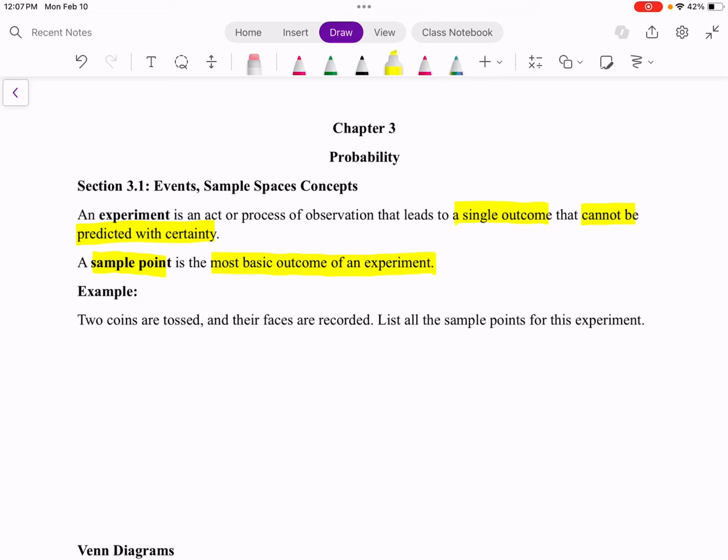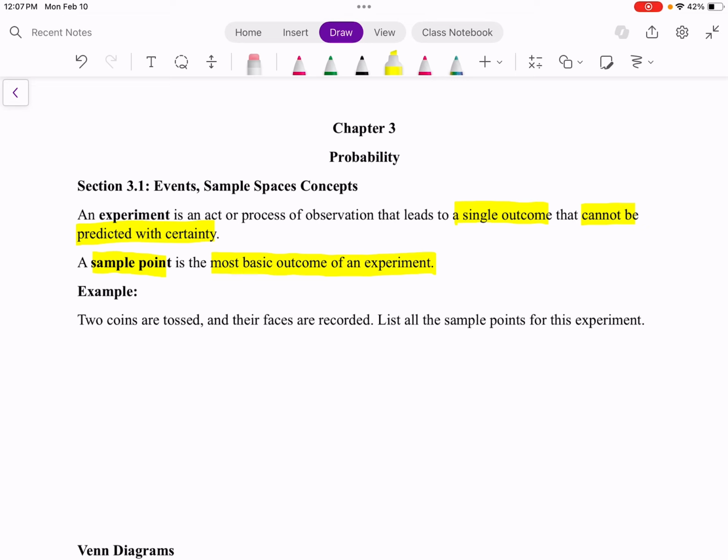We can get 1, 2, 3, 4, 5, or 6, right? So this 1, 2, 3, 4, 5, 6 are the sample points for that experiment. The very basic outcomes for this experiment are 1, 2, 3, 4, 5, 6, and those are the sample points.